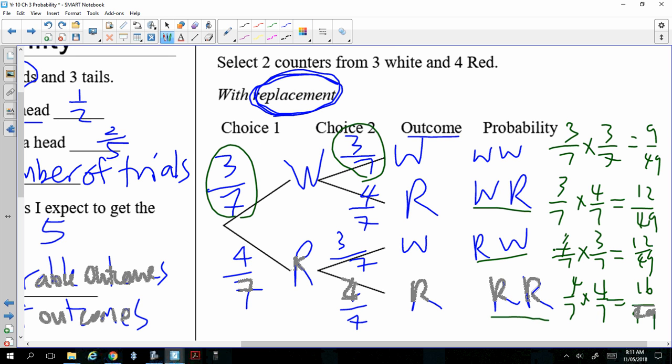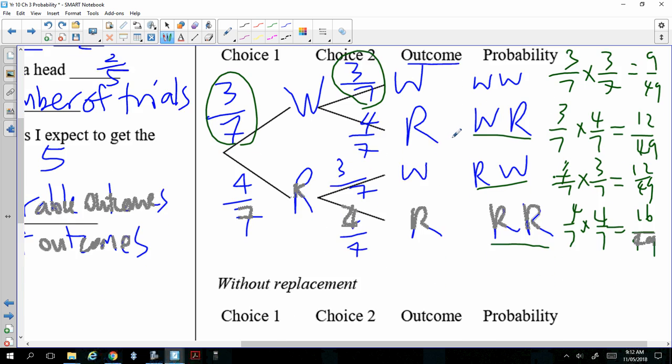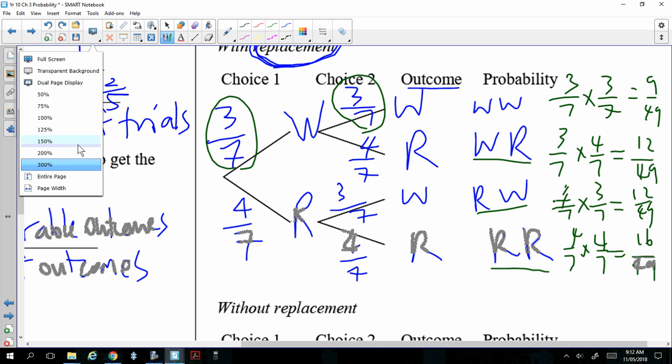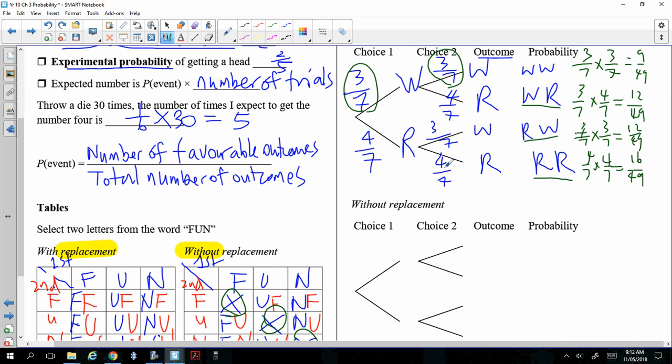Let's do the case where there is without replacement. Okay, have a try without replacement. You get a very similar thing. You get WR. You get the same outcomes, but with different probabilities. Okay. So be careful with your second choice. Your second choice is affected by what you do in the first choice. Okay.